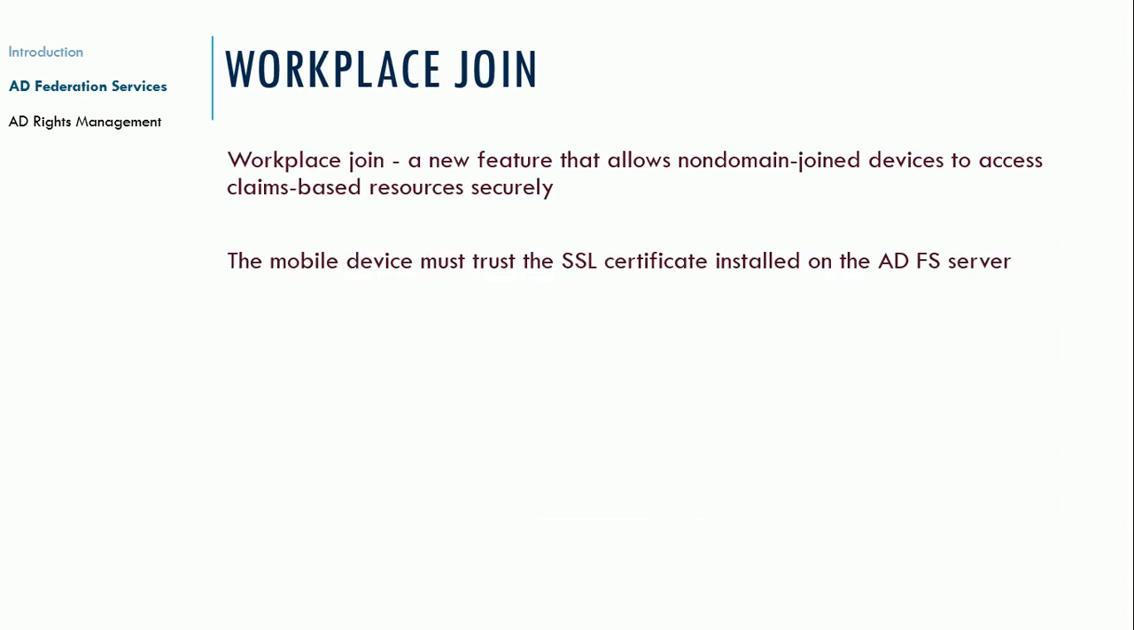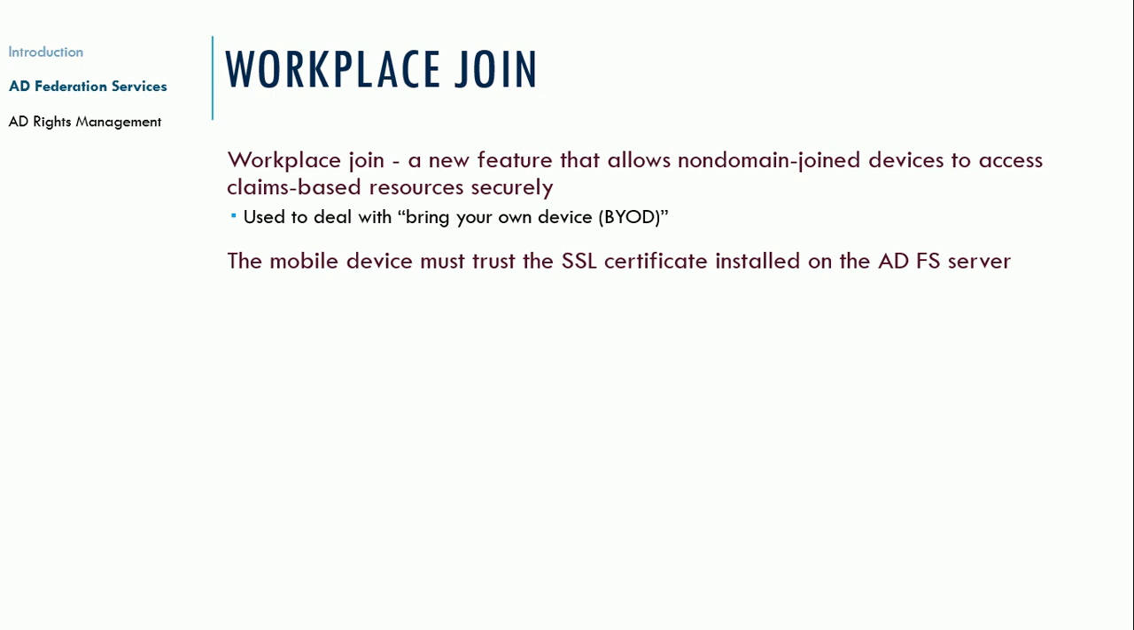Now, Workplace Join is another feature of Federation services that allows employees who have their own devices that are not on the domain to access claims-based resources securely. So this would be, for example, if users bring in their own phone, or they have BYOD, bring your own device. For example, some users might have a personal tablet that makes doing their job easier, but there are resources on the network they're going to want to access, and they're going to want to do that using single sign-on in Active Directory, and this is a way to do that.